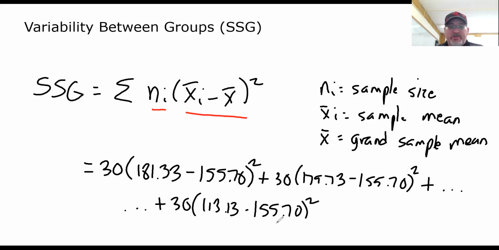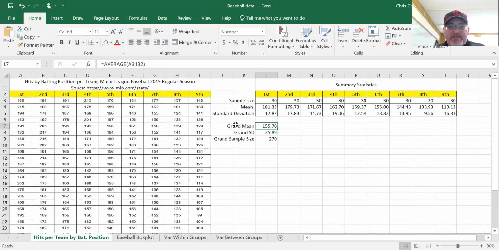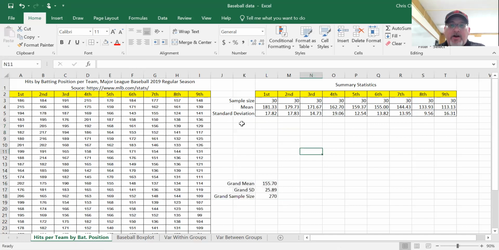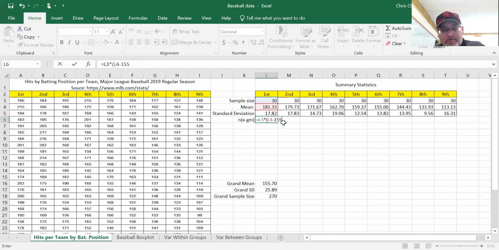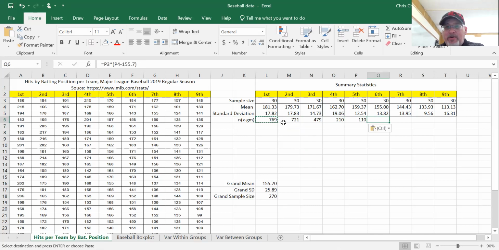Well, there is a way to do this in Excel, and since I'm going to do it in Excel, I might as well let you watch me do it. But let's just move all this stuff down for a minute. For each of these, I need to calculate sample size times the mean minus the grand mean, squared. So this is going to equal 30 times, open parentheses, that mean minus, I'm just going to type 155.70 since it's going to be the same grand mean for each one. Now I can just copy and paste that all the way across. And that's not right because those should be negative. I left out the square.